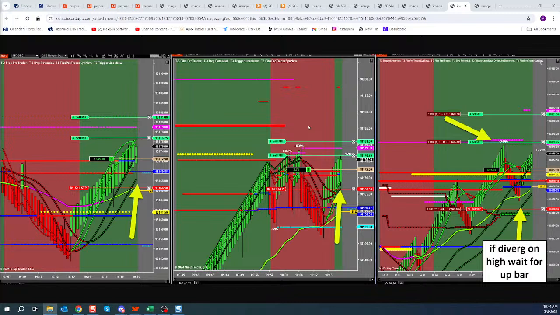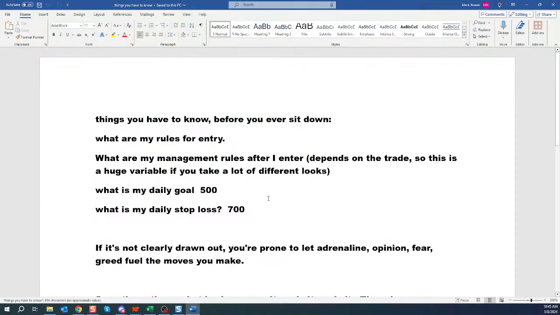And the one thing that I tell people that I think is probably the most important, and let me see if I can find it, is you have to know these things before you ever sit down, guys. What are your rules for entry? Your rules for entry will change 1,000 times in the next year. And then you have to know how you're going to manage it based on what scenario you're in. Am I in a high probability trend trade? Am I in a medium probability trend trade? Am I in a momentum trade? Am I in an edge trade?